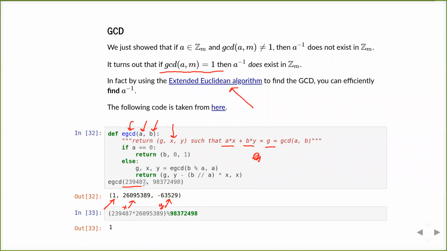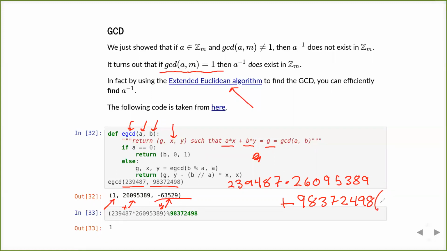For this particular example, this is kind of tedious to check, but it would be true if you checked it that 239487 times its Bezout coefficient, which is 26095,389, if you took that number and added it to 98372,498 times its Bezout coefficient, which is negative 63529, then what you would get is a number which is equivalent to 1. Sorry, it's not equivalent to, it's literally equal to 1.